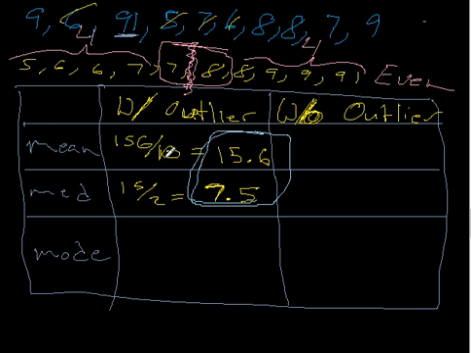So let's see what happens with the mode. It would be 6, 7, 8, and 9. So the mode is 6, 7, 8, and 9, and it's the same for both, even without the outlier. The mode's the same. But let's look at what the mean is without the outlier, okay?